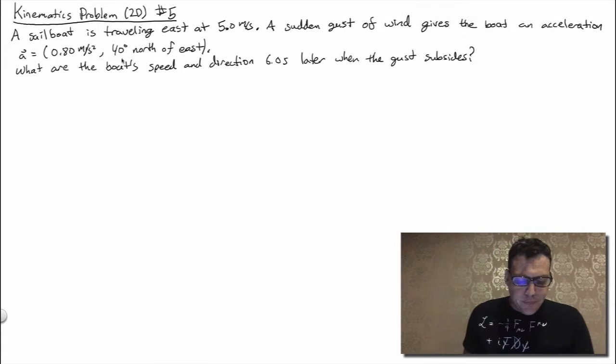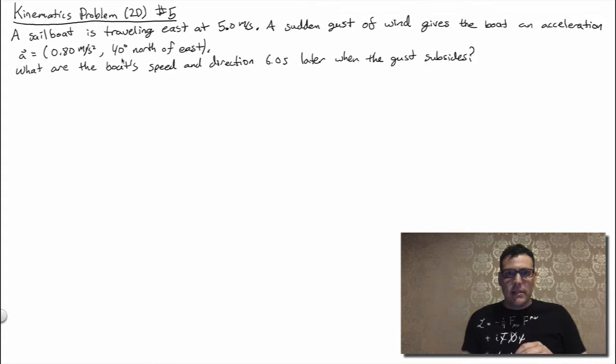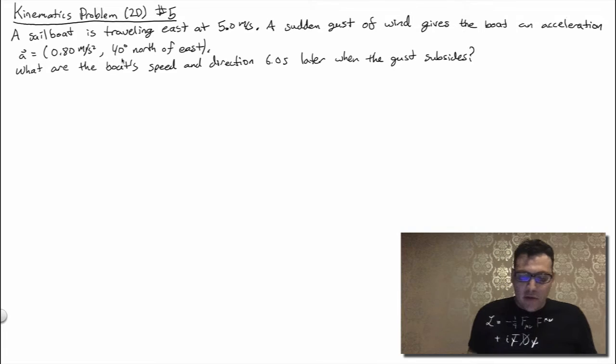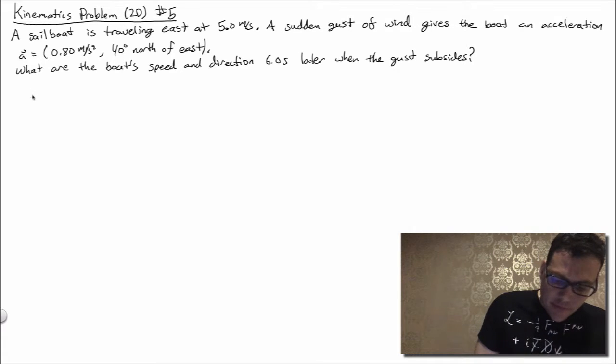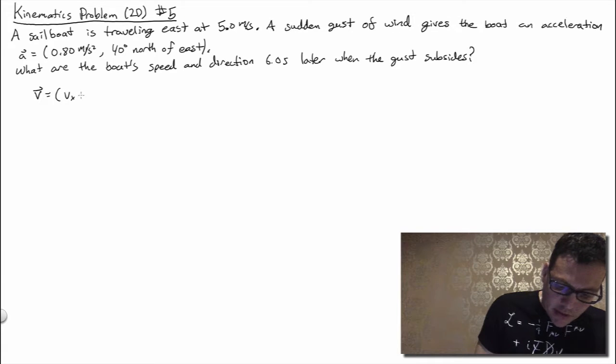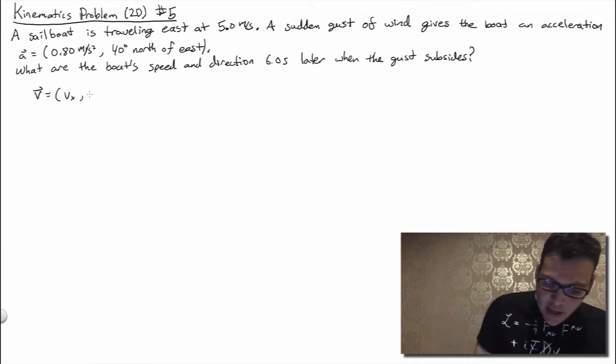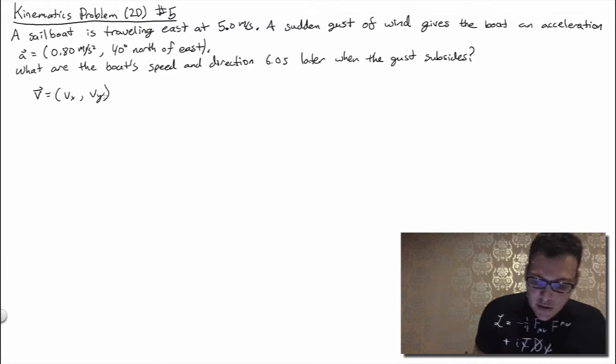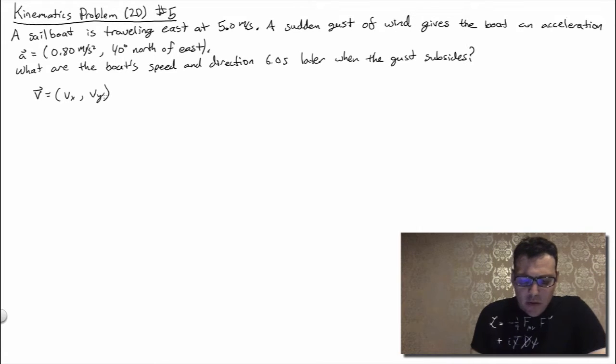Alright, so you have a boat, it's going along at constant velocity, then something causes it to accelerate, a gust of wind, so its velocity is going to change, right? So the first thing we need to do is write down the velocity vector. The velocity vector for the boat can be written like this. The component in the x direction, component in the y direction. And the question will be, well, what is the x direction, what is the y direction?